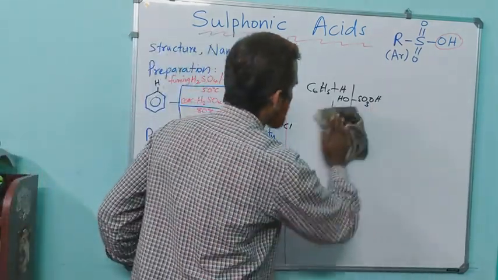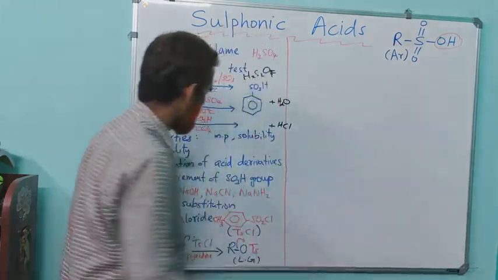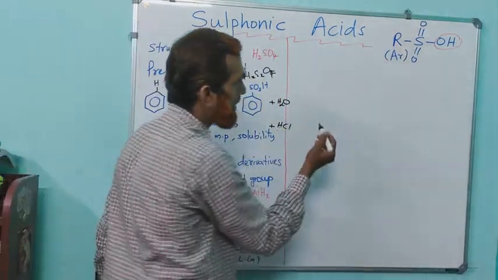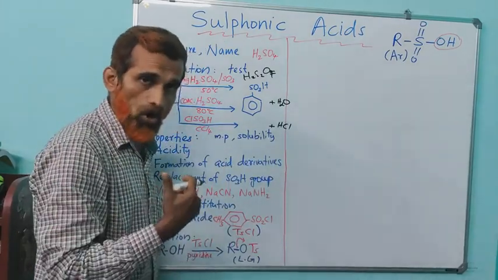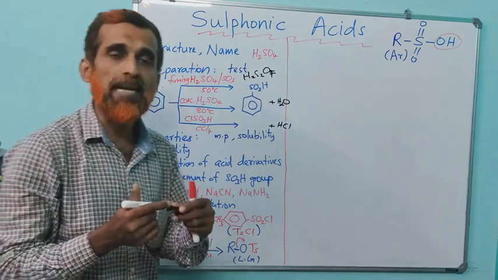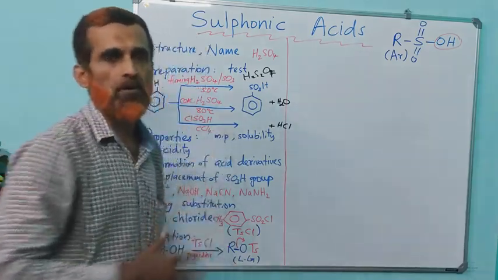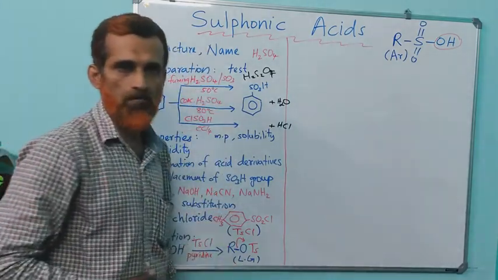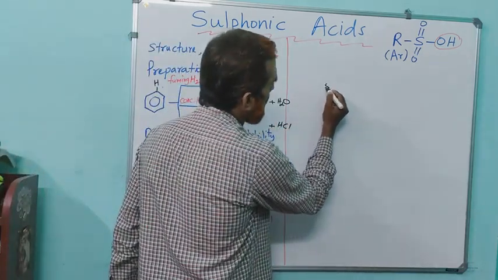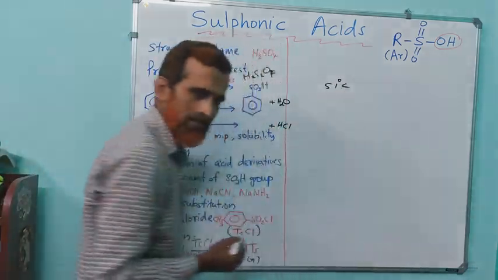In properties, one point is regarding melting point. Melting point of sulfonic acid, remember, now onwards we will be discussing benzene sulfonic acid. That is the important member of this class for our discussion. Benzene sulfonic acid has a melting point of around 51 degrees Celsius.